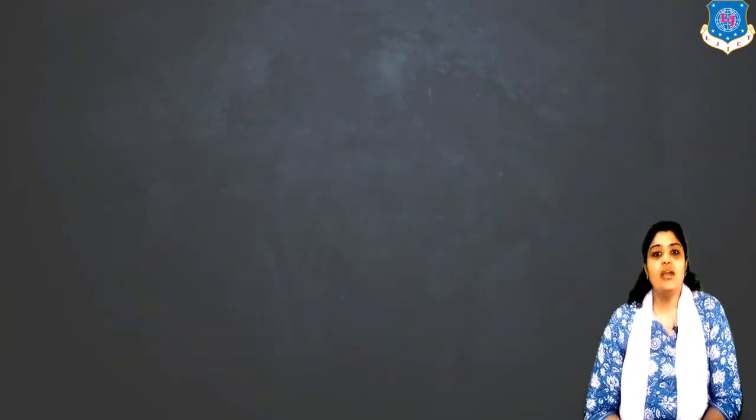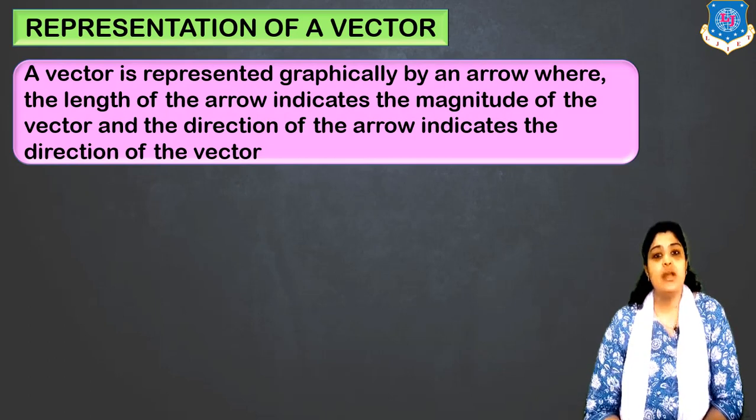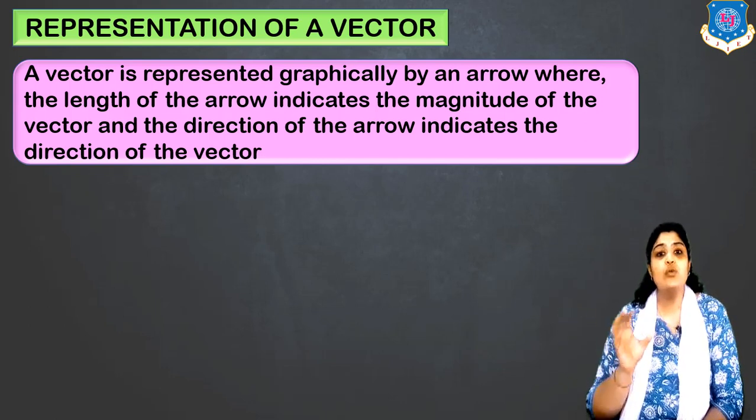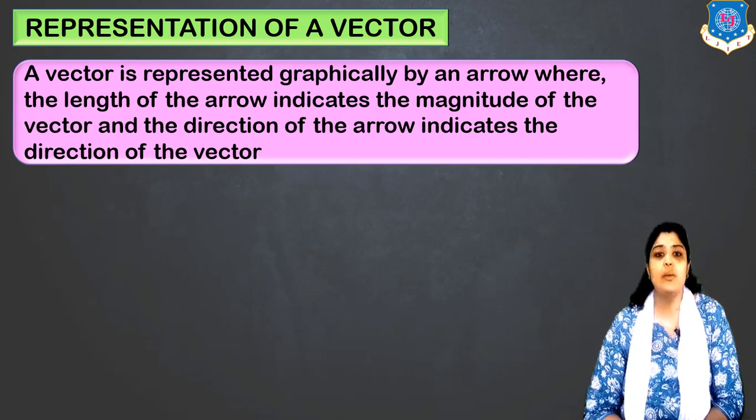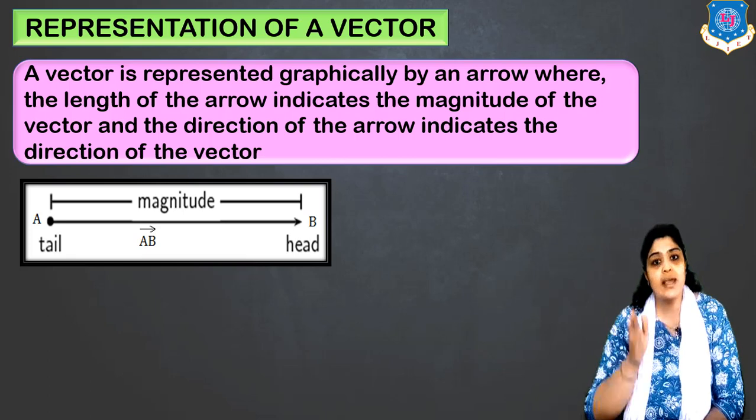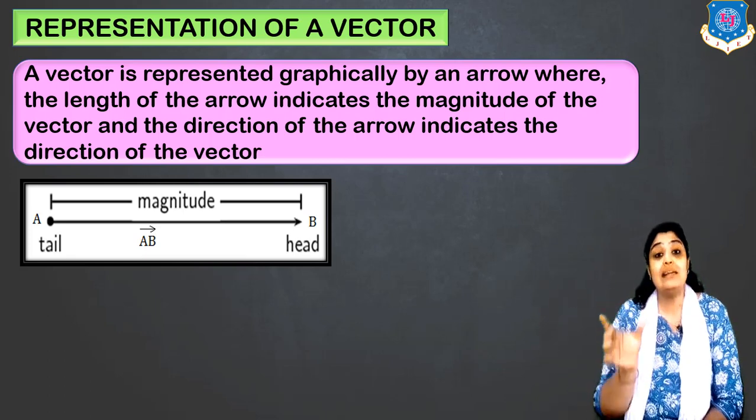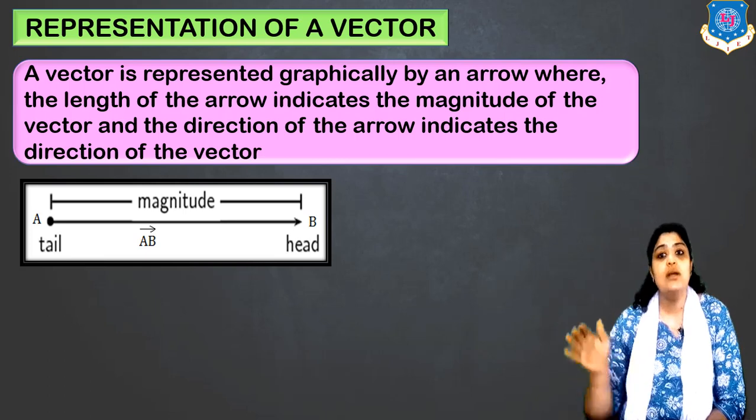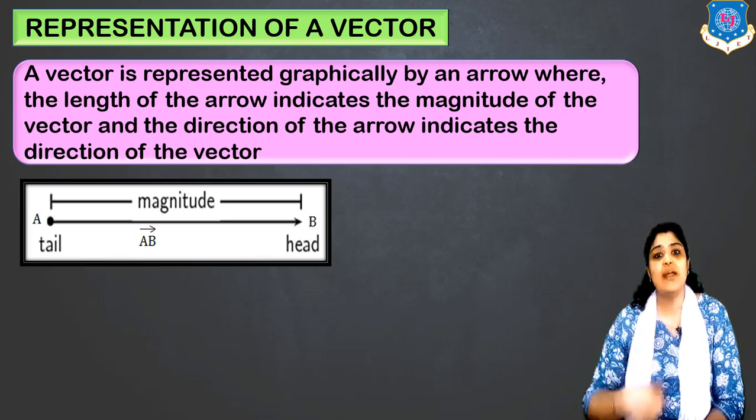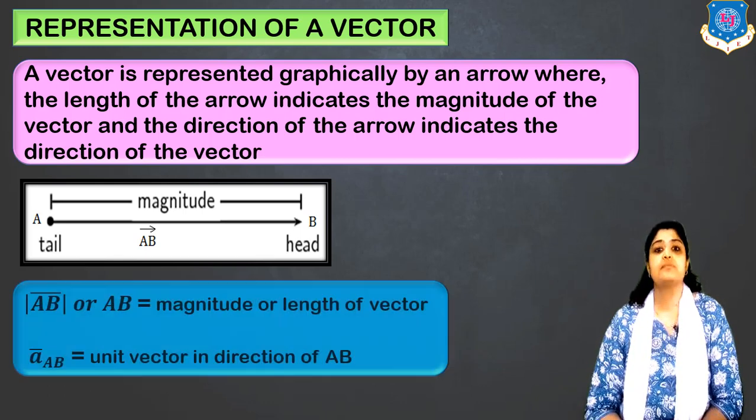Let's see how we represent a vector graphically. Graphically, a vector quantity is represented by an arrow, where the length of the arrow means the magnitude of the vector quantity and the direction of the arrow means the direction of the vector quantity. So this is how we represent a vector. Here I have a vector AB wherein A is the starting point, B is the end point, the length AB is the magnitude, and you can see that the arrow is towards B. The arrow in the right hand direction means the vector is pointing towards that direction.